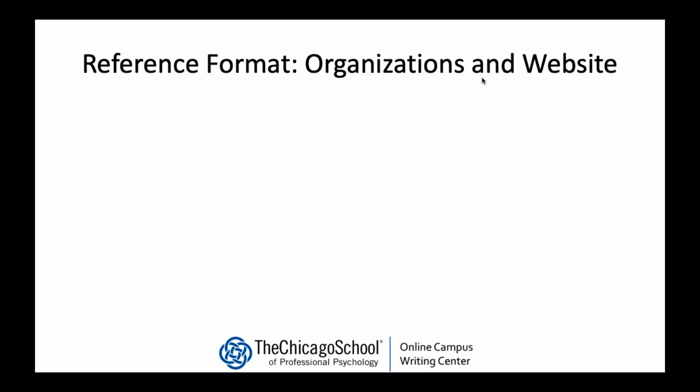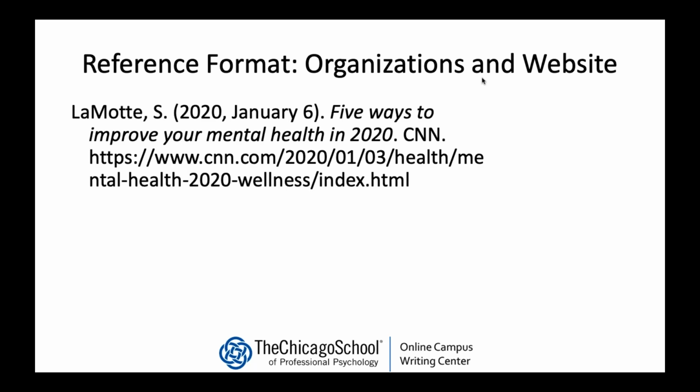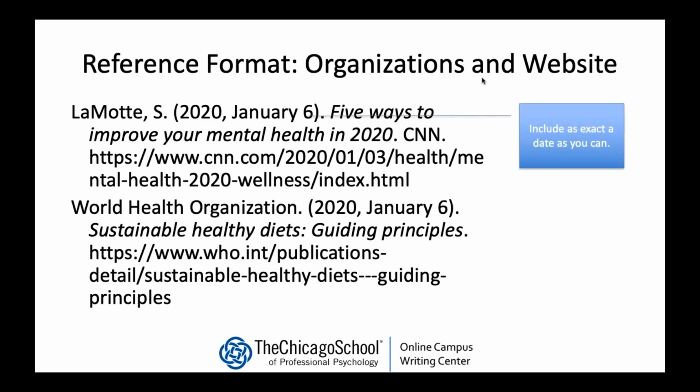Okay. Organizations and websites. This will get to your question about how to make sure that the link is clear. For organizations and websites, you need to include as exact a date as you can. So if you're going to cite a web page, because as we've noted, the web links may change, you need to cite the publication date as close to the actual day that it was created as possible. This will help the reader to find the source in case the link is no longer stable. So for example, if your article was published on January 6th, don't just include the 2020, put a comma and include January 6th as well.